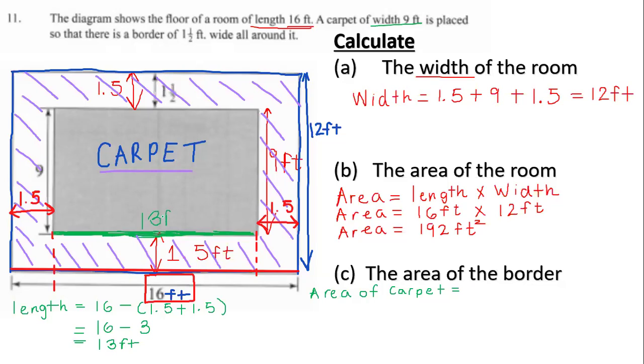And what's the width of the carpet? The width of the carpet is this side. 9 feet. Do we subtract 1.5 plus 1.5 from 9 feet? No, 9 feet is given. We don't have to subtract it. So it's going to be 13 feet multiplied by 9 feet.